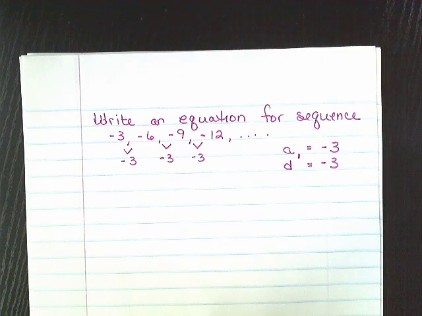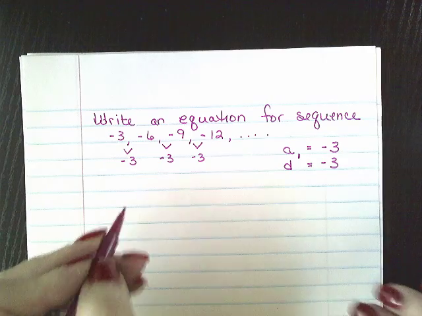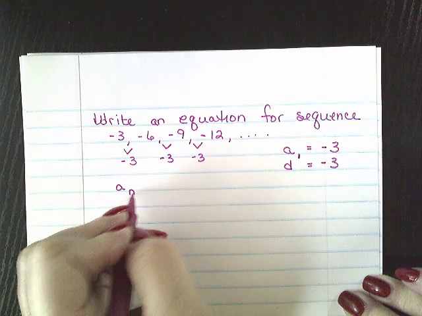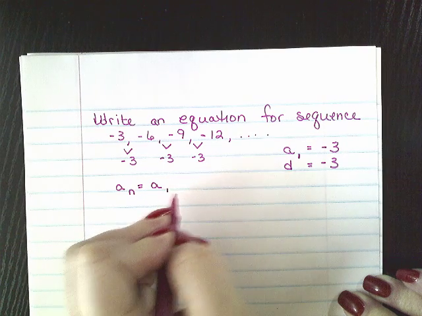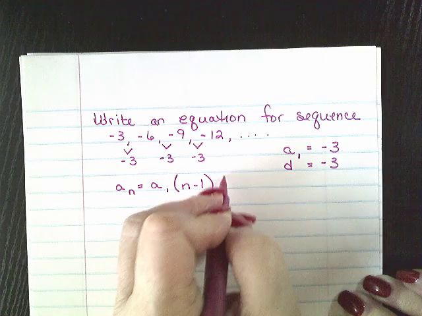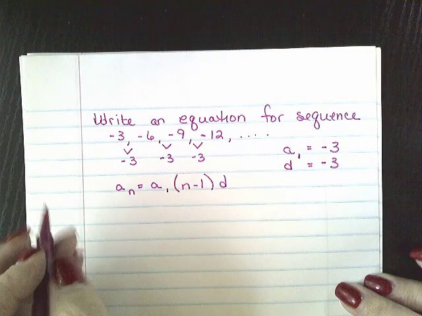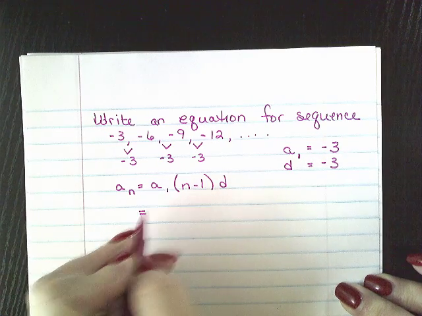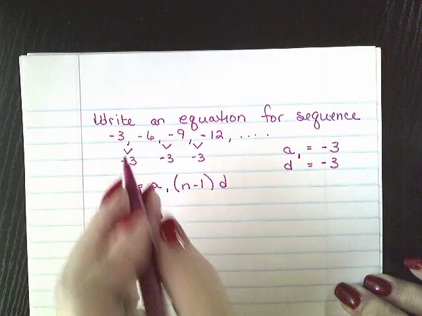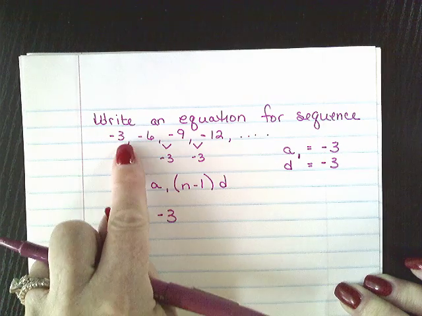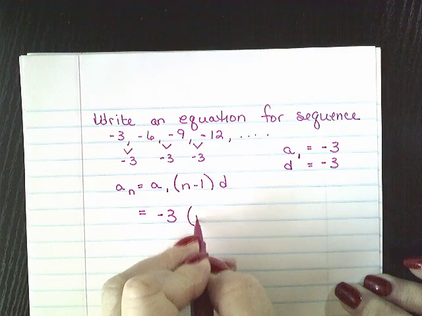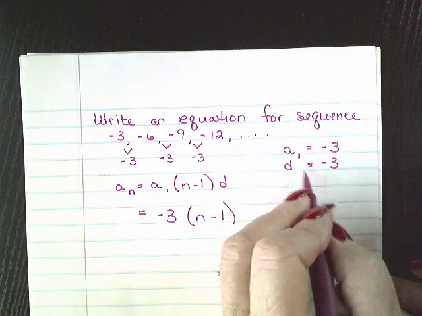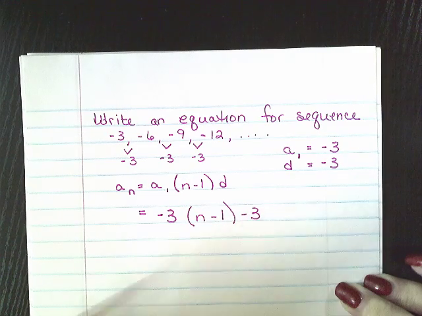We want to write the equation for this sequence. So we're going to use a_n equals, we'll rewrite the whole thing again, a_1 + (n - 1) times d for the difference. Okay, so we're going to rewrite it. We know that a1, our first term, is negative 3. It's right here. First term is negative 3. We don't know n yet, so it's n minus 1. But we know that our common difference is negative 3.